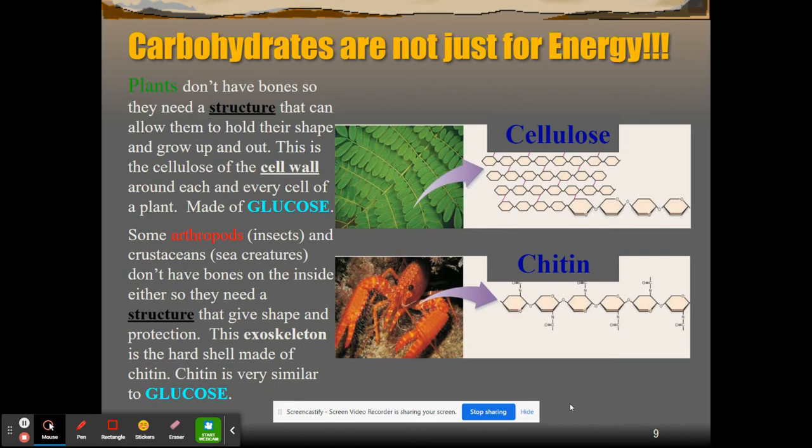Now, how about some of those carbohydrates that are actually structures? Plants don't have bones, right? So how do plants keep their beautiful shape? How is it that you're not able to push over a tree? It's because of all the cell wall and cellulose that's in that plant.